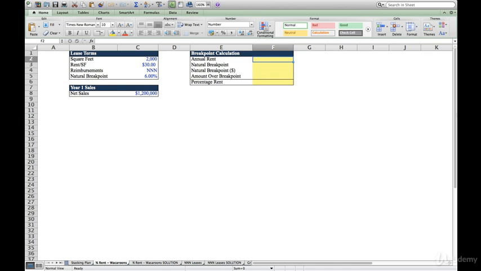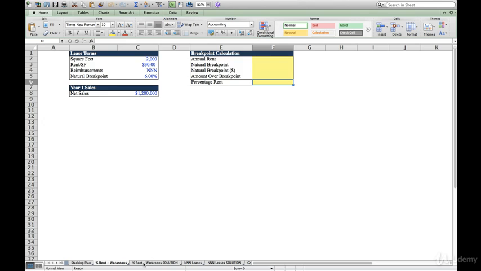I want you to fill everything out in yellow. Fill out their annual rent, and make that calculation. The natural break point is just for you to be able to add that 6% in there. Then the natural break point in dollars, the amount over the break point, and finally the percentage rent. Please pause the video, try it on your own, and when you're ready, come back and we'll do this together.